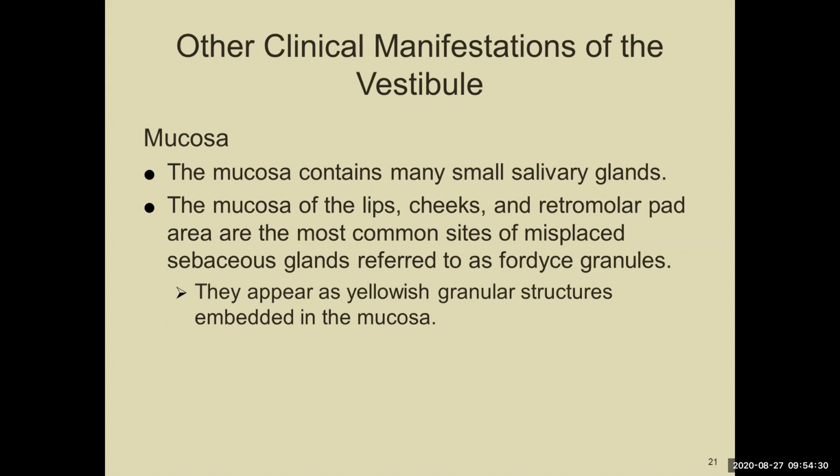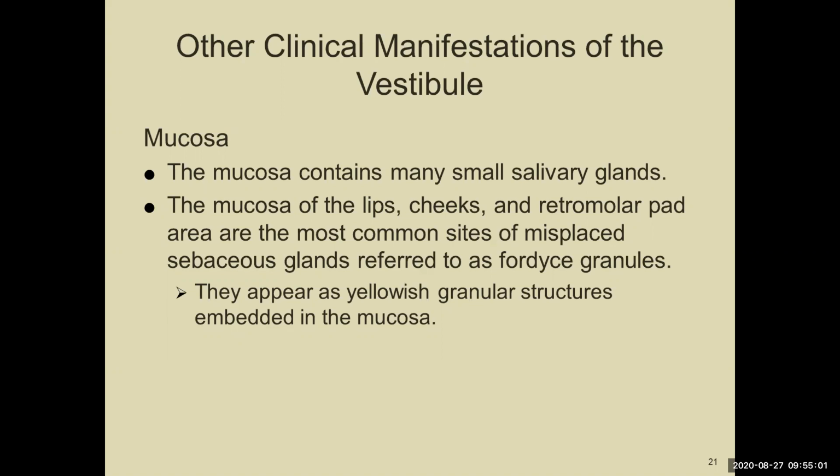and the mucosa of the lips, cheek, and retromolar pad, retro, behind the molar, retromolar pads, are areas of the most common sites of misplaced sebaceous glands referred to as Fordyce granules. You need to know what Fordyce granules are. They are misplaced sebaceous glands. Usually lips, cheek, retromolar pad area.